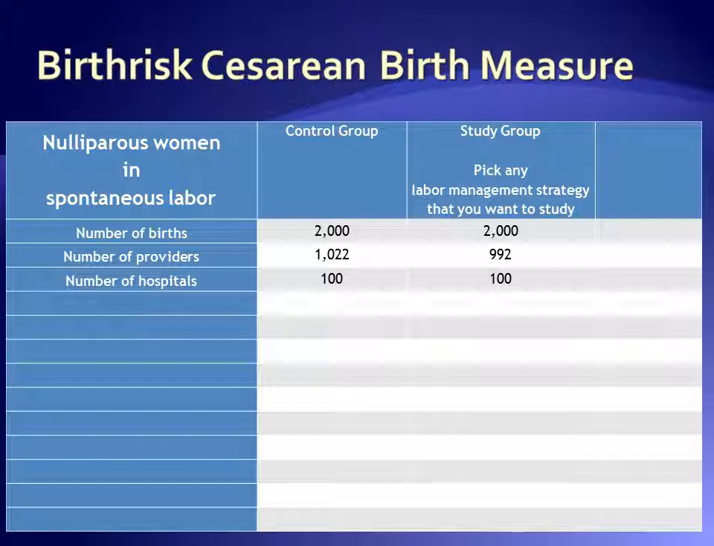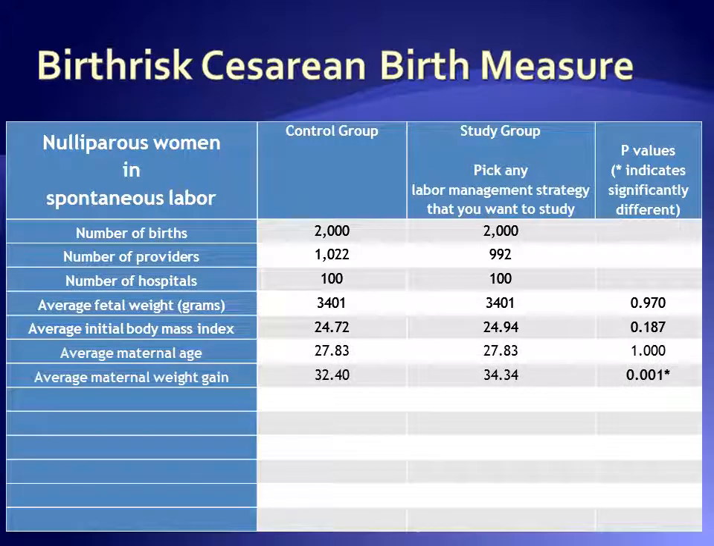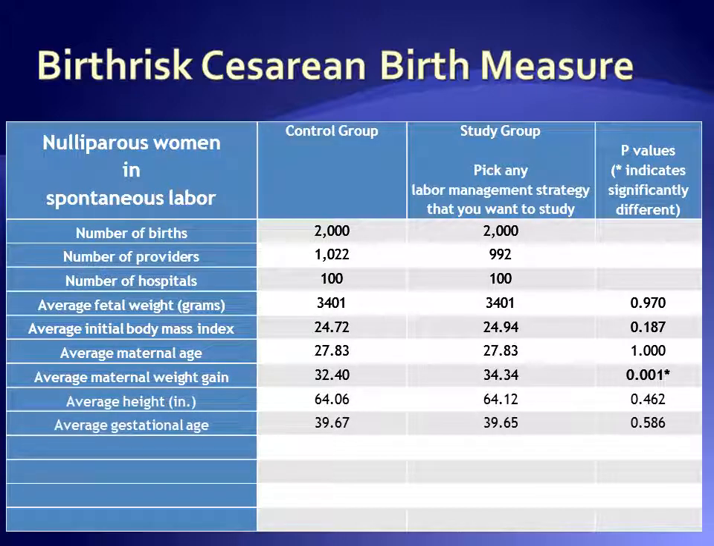For this type of study to be effective, you need to confirm that the two groups being studied were similar, and this is done by looking at the average values for the risk factors in each group. As you can see here, my two groups have similar fetal weight and initial body mass index. My two groups also have similar maternal age, but the study group has a slightly greater average maternal weight gain, which may lead this group to have a higher risk for cesarean birth. The two groups have similar average maternal height and average gestational age.